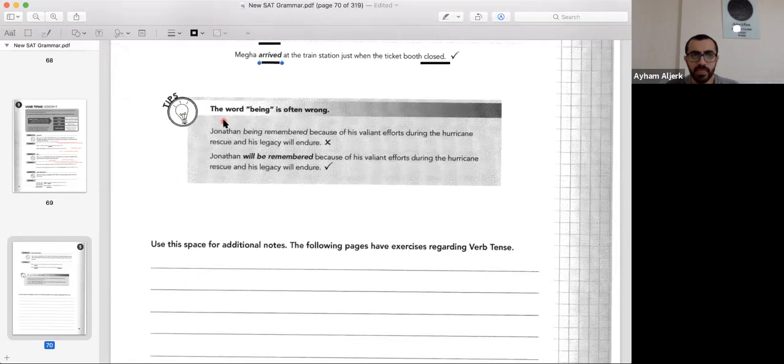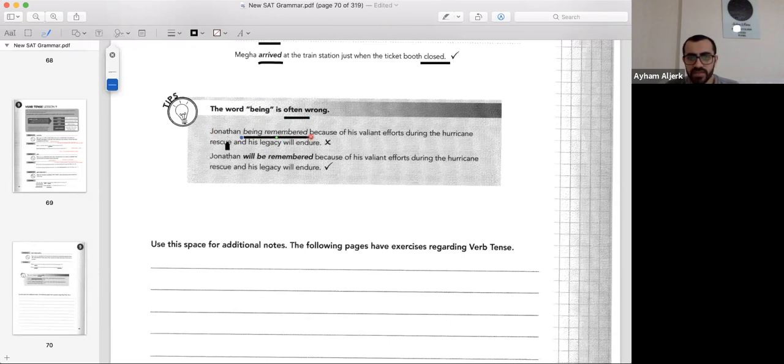Let's read the tip. The word being is often wrong. Jonathan being remembered because of his valiant efforts during the hurricane rescue, and his legacy will endure. Now here, of course, look, when they say often, often is different than always. It means most of the time, when they give you the ing form of the verb, it's incorrect, but not always. But if you look here, Jonathan being remembered.